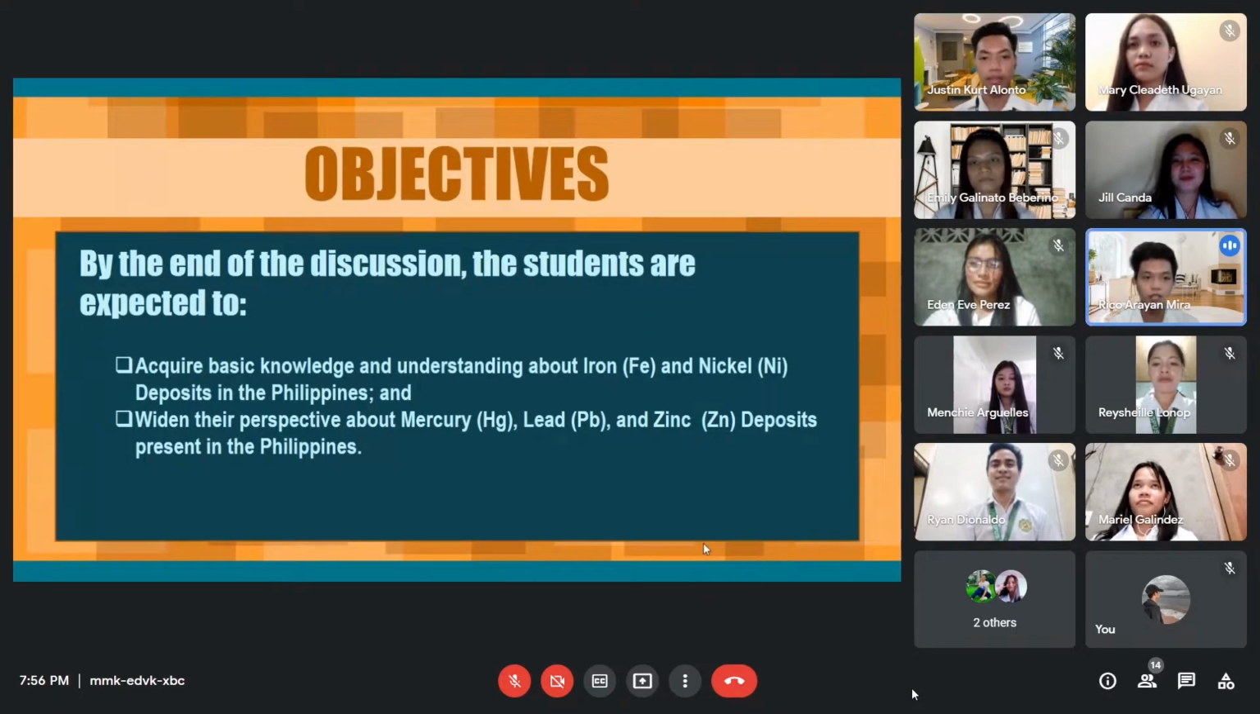For the objectives, by the end of the discussion, the students are expected to acquire basic knowledge and understanding about iron and nickel deposits in the Philippines, and widen their perspective about mercury, lead, and zinc deposits present in the Philippines.